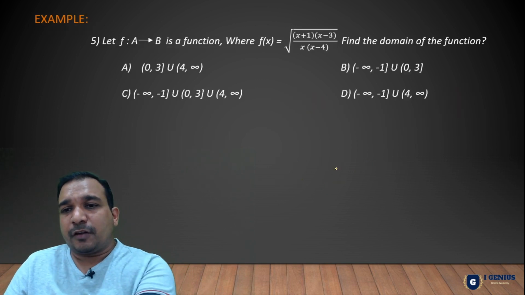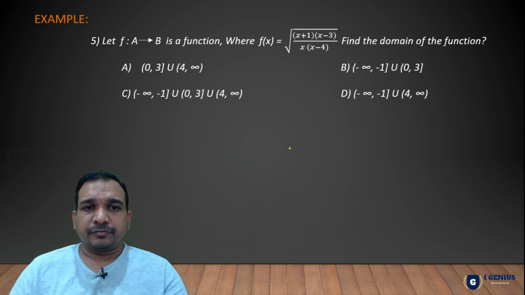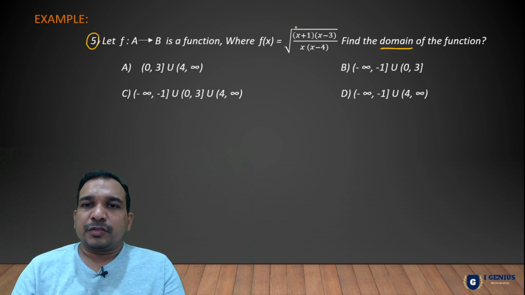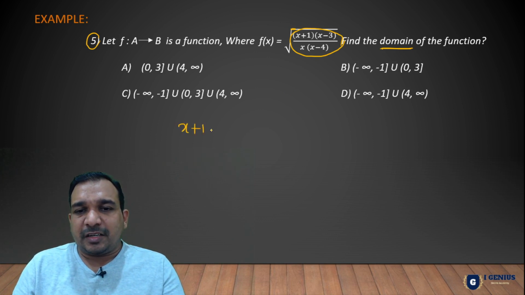Let me show you the graph also for this. For this question we will do the same wavy curve method. How to solve this question, guys? Find out the domain of the function, it says. Since this is under the square root, whatever is under the square root must be what, guys? Totally greater than or equal to 0. So x plus 1 into x minus 3 by x into x minus 4.